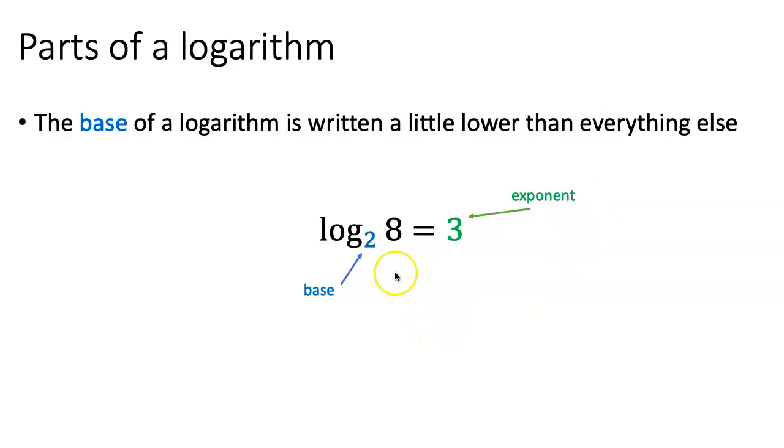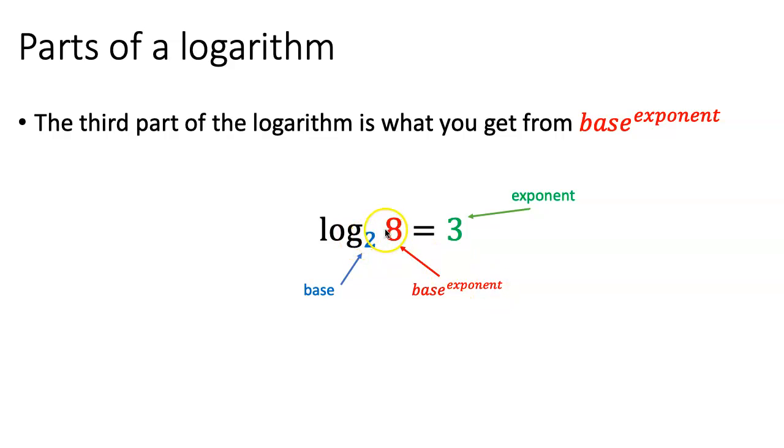The base is 2. We write the base a little lower than everything else. It's kind of a subscript. You notice the log, the 8, and the 3 are on one line, and the 2 is just a little lower. The base here is 2. The third part of a logarithm is what you get when you take the base to the exponent. 2 to the third power is 8. Once again, here's the base, 2, and the output is an exponent, 3. 2 to the third power is 8.